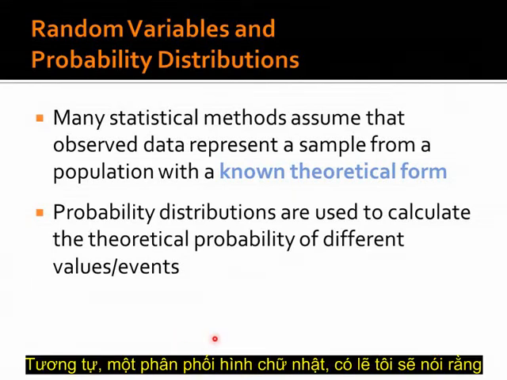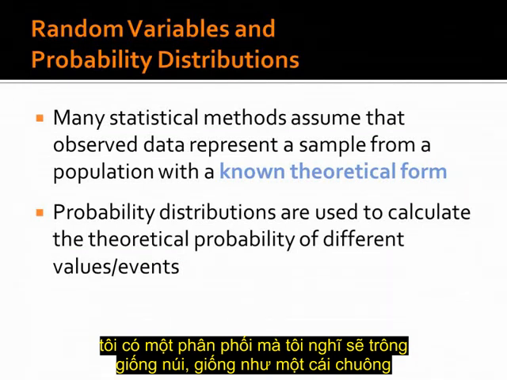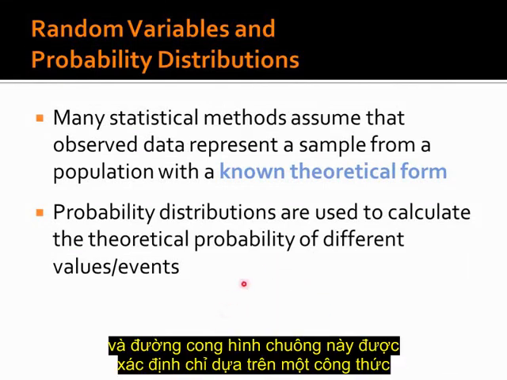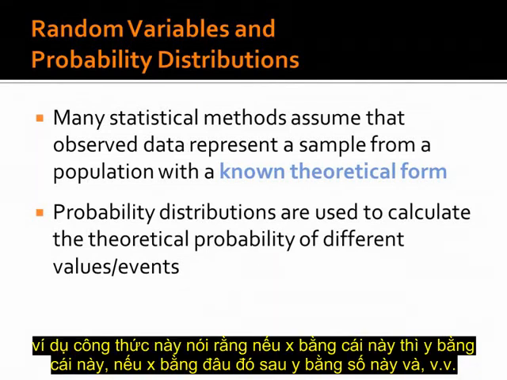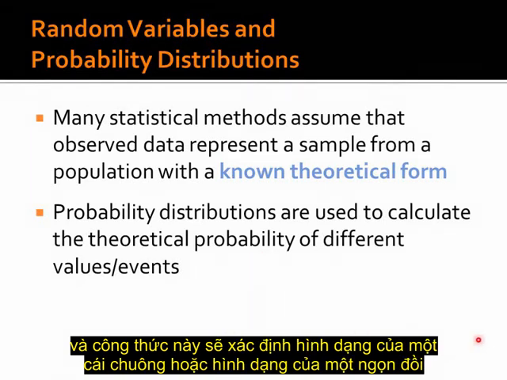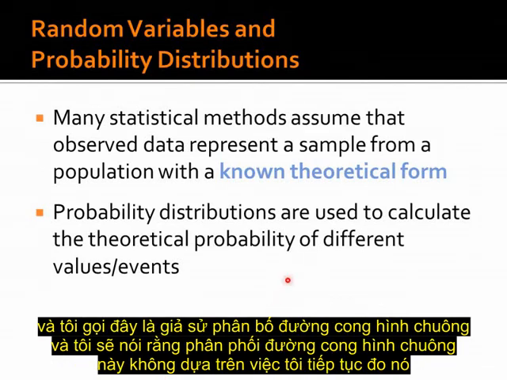Similarly, instead of a rectangular distribution, perhaps I would say I have a distribution that I think will look more like a mountain, more like a bell curve. And this bell curve is defined just based on a formula. This formula says that if x equals this, then y equals this, and so on. This formula would trace out the shape of a bell or a hill. I'll call this a bell curve distribution.